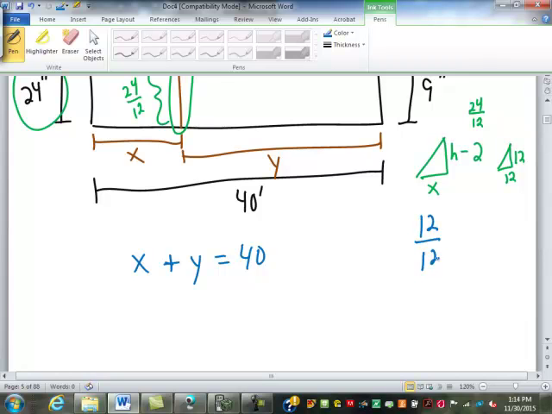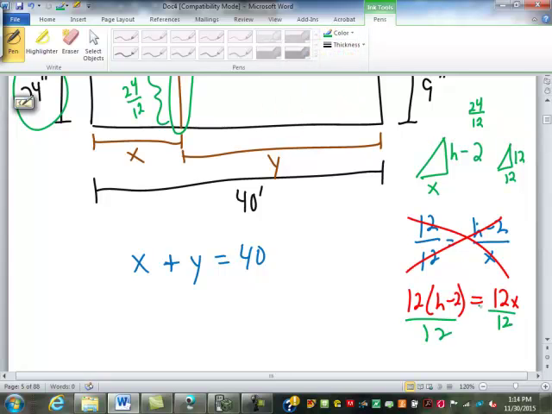So we've got 12 over 12 equals H minus 2 over X. 12 times X equals 12 times H minus 2. Now, rather than multiplying the 12 through there, I'm going to take a little shortcut. I'm going to divide the 12. So just get H minus 2 equals X. Otherwise, I could have multiplied and got 12X minus 24 and then divided by 12 to get H minus 2 equals X. So I just took a shortcut there. So X here equals H minus 2.